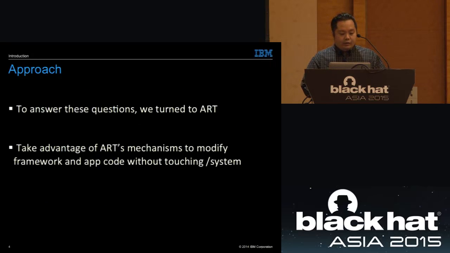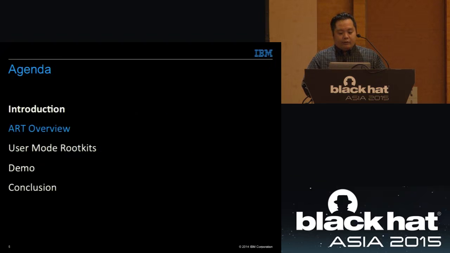And to answer these questions, we turn to ART, which is another new technology that's added recently to Android. This is the new Android runtime that has replaced the older one called Dalvik. Basically, we are going to take advantage of ART's mechanisms to modify framework and app code without touching the system partition.